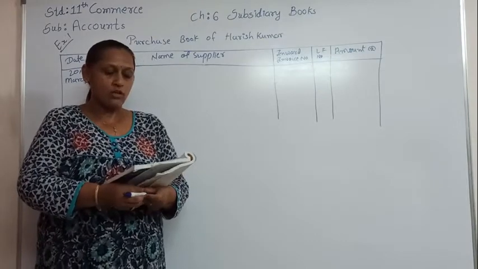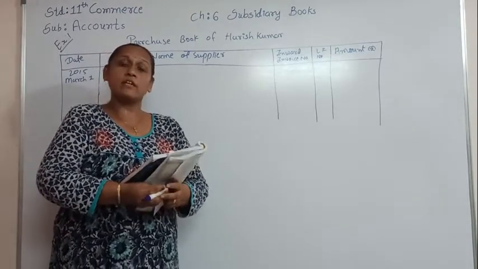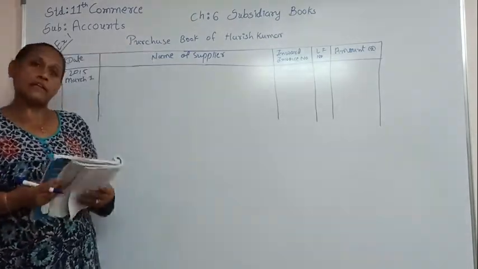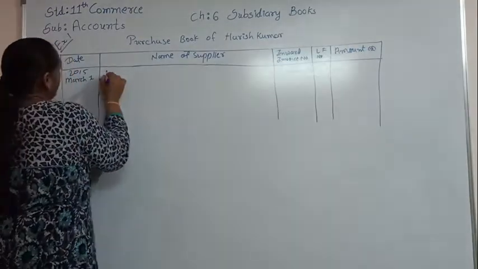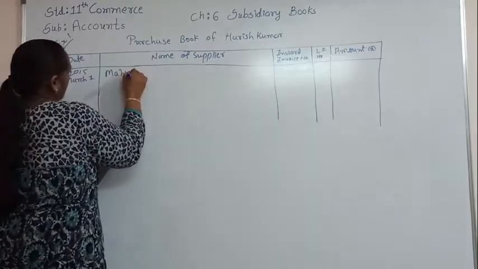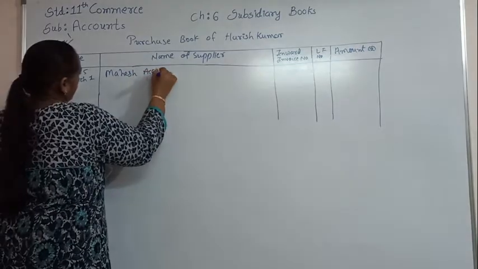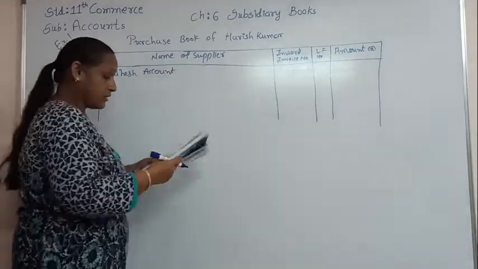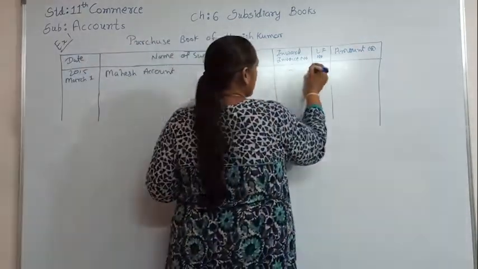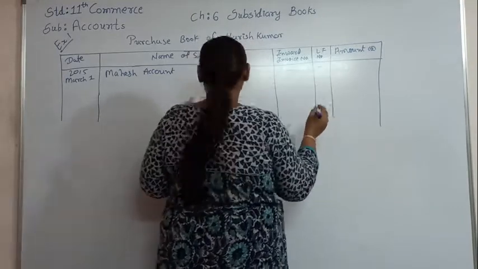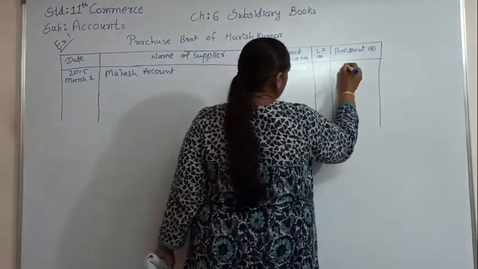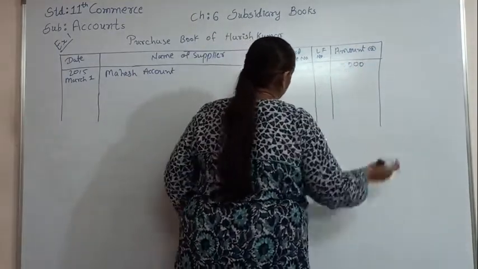So here the goods of rupees 10,000 purchased from Mahesh on 1 month credit. So here we have purchased the goods on credit. So we are going to write Mahesh account, and the invoice number is not given to us, so we are going to write the dash, and the goods of rupees 10,000 purchased. So here we are going to write the 10,000.